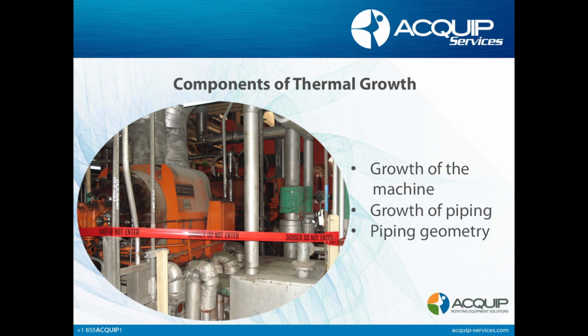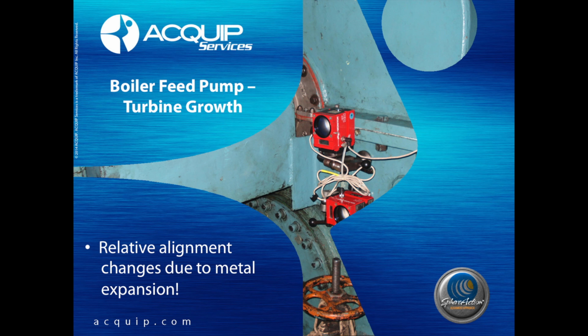There are several components that make up thermal growth. First, there's growth of the machine. This is just thermal expansion in the material. There's growth of the piping, also the way that the piping expands thermally. Then there's piping geometry. This affects the thermal growth in the machine because depending on your piping geometry, it'll push and pull around the machine in different ways. Pure thermal growth does occur between the boiler feed pump and the turbine. This is just due to relative alignment changes across the coupling simply due to the metal expanding.